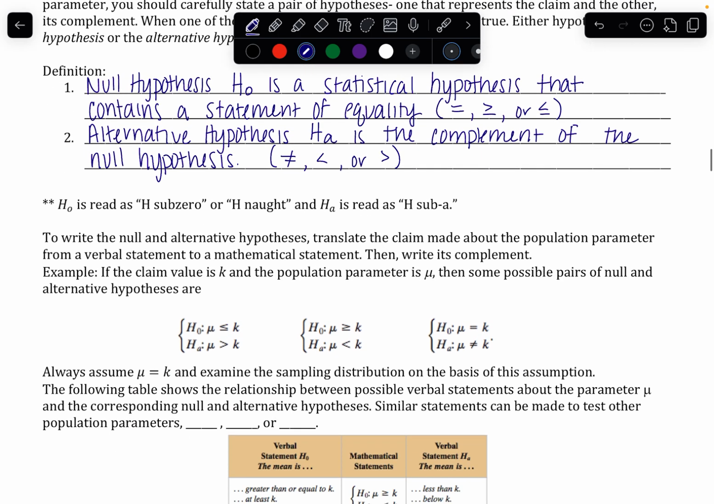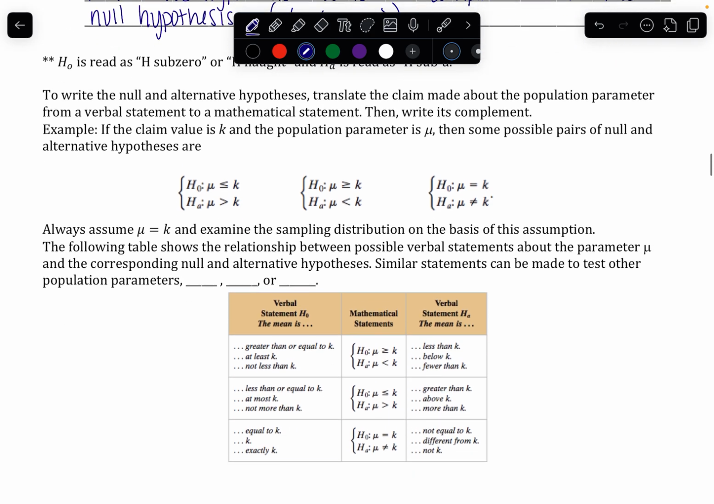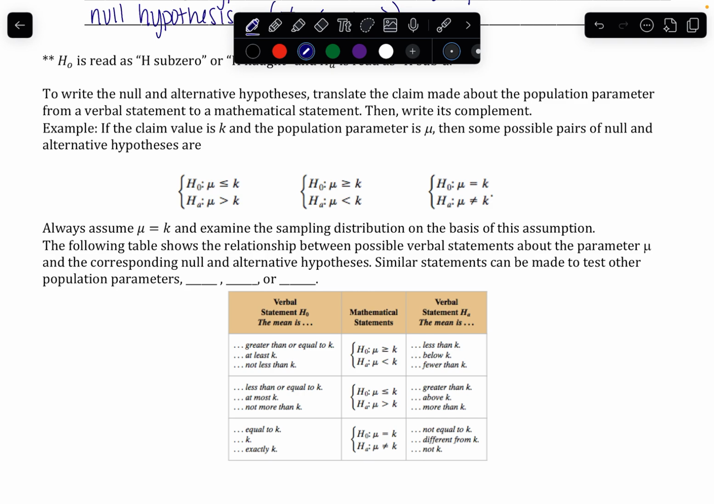When we write the null and alternative hypotheses, we translate the claim made about the population parameter from a verbal statement to a mathematical statement. And then we write the complement. Here you have 3 different examples of what those can look like. These are all using mu, or population mean. We're always going to assume that our population mean mu equals k and examine the sampling distribution on the basis of this assumption. Then we have this table that shows the relationship between possible verbal statements about the parameter mu and the corresponding null and alternative hypotheses.